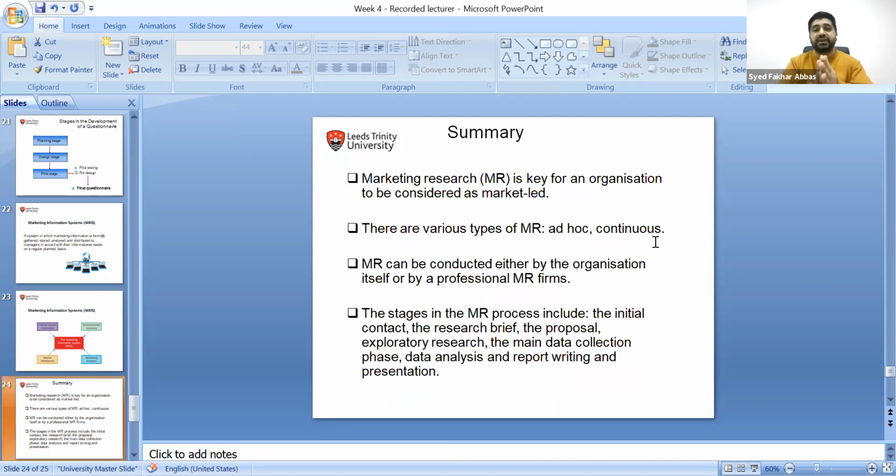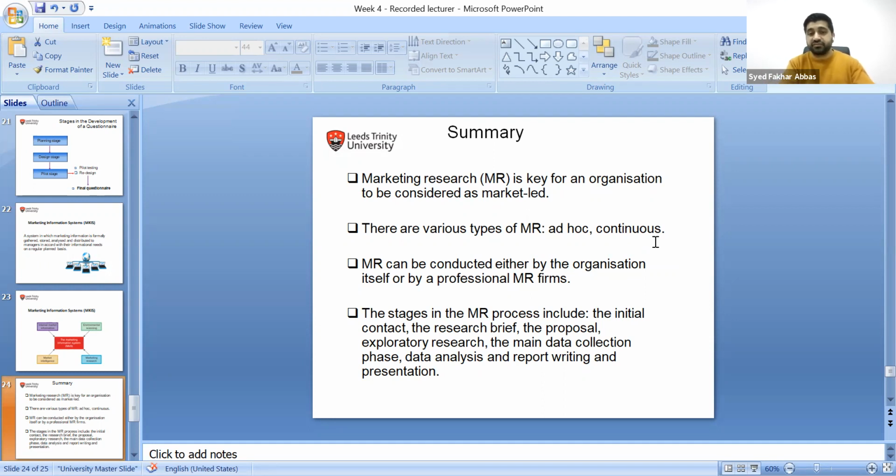So the summary of the chapter is that market research is key for an organization to be considered market-led. There are various types of market research, for example, ad hoc and continuous. Market research can be conducted either by the organization itself or by professional market research firms. As I discussed, there are different companies and organizations that do surveys, do market research, and charge for that service.